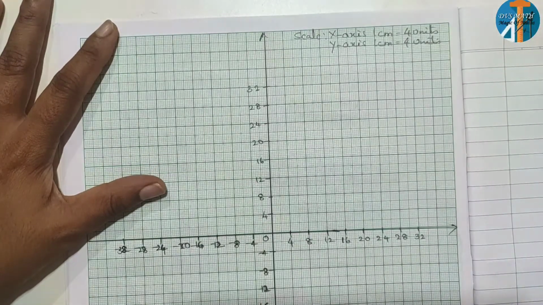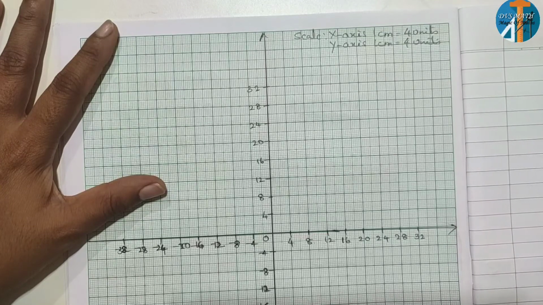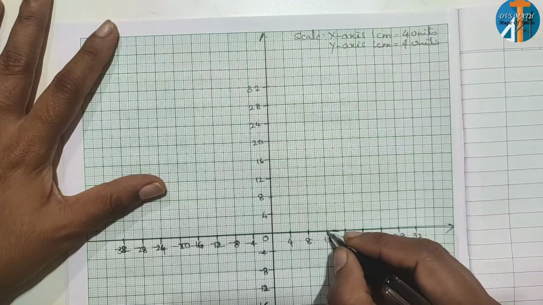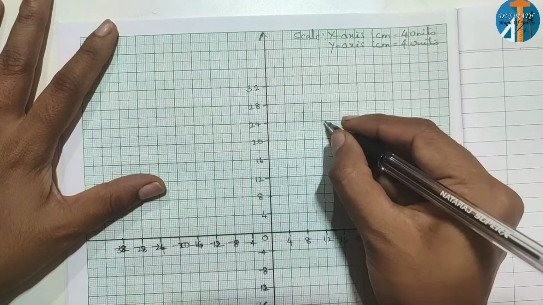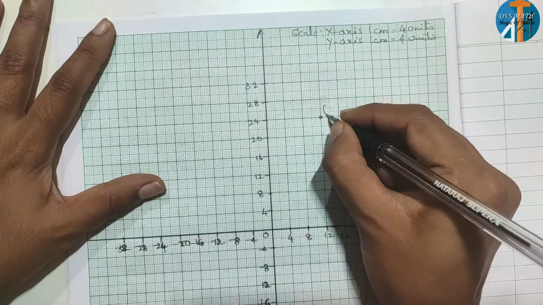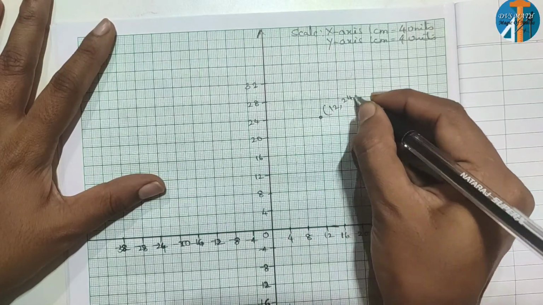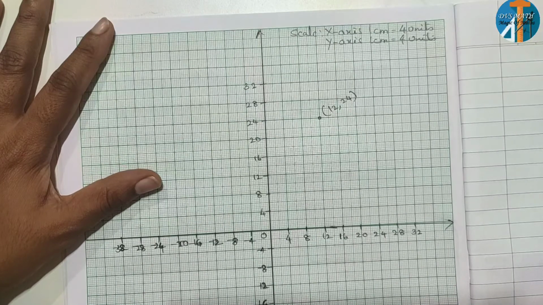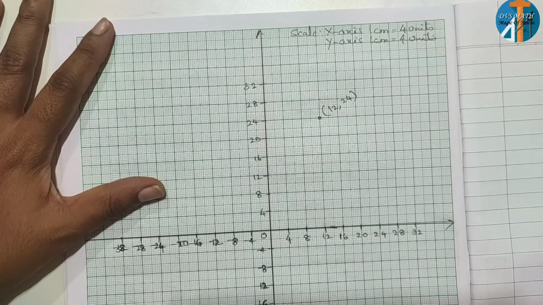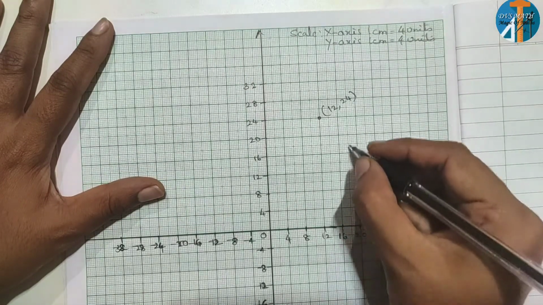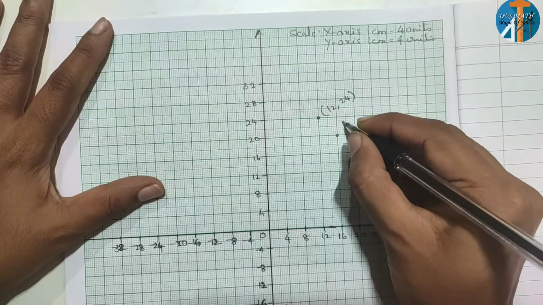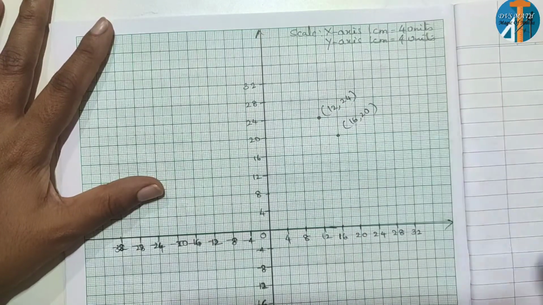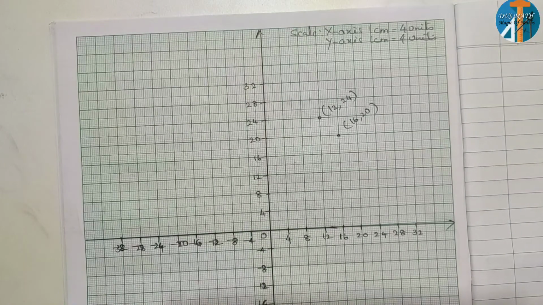So take the points, which is our first point, 12 comma 24. You can check the table. 12 comma 24. So x is 12, y is 24. So we are getting here, this is 12 comma 24. Next, 16 comma 20. At 16 you are getting 20. So this is 16 comma 20.